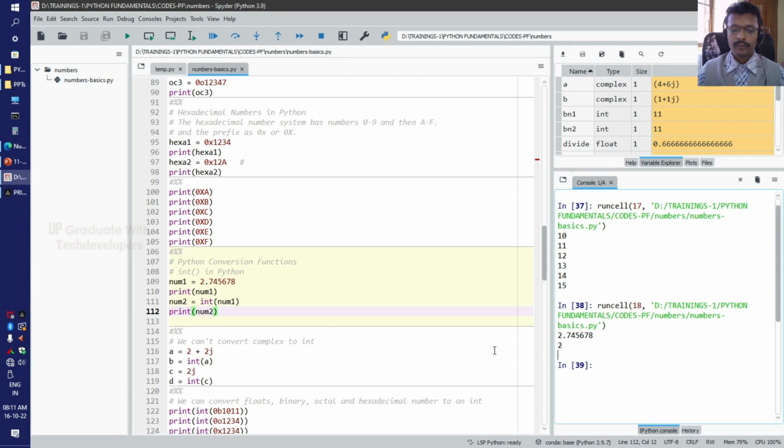Look at here. The converted integer value has been rounded off to the lowest integer value, that is, 2.745678 has been converted to 2 only. The remaining decimal numbers have been ignored.